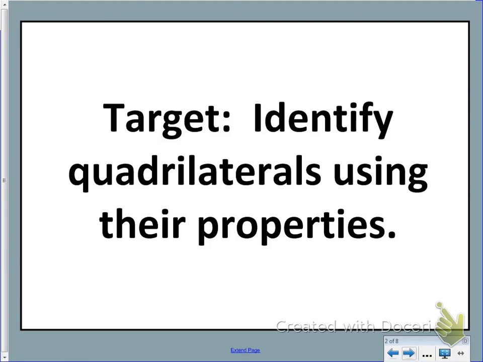Welcome, geometry students. Today we're going to identify quadrilaterals using their properties. Essentially, all that means is we are going to be looking at all the different quadrilaterals, parallelograms, rectangles, rhombuses, trapezoids, and so on, all together at the same time. So the big thing we want to keep in mind is some of our quadrilaterals are parallelograms and others are not parallelograms. So you want to just differentiate between those.